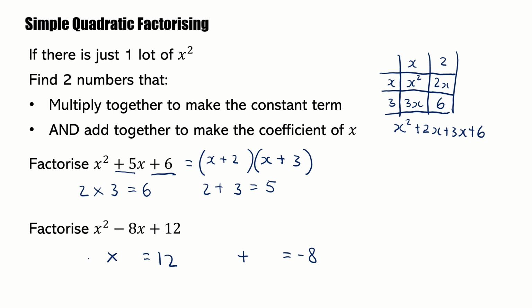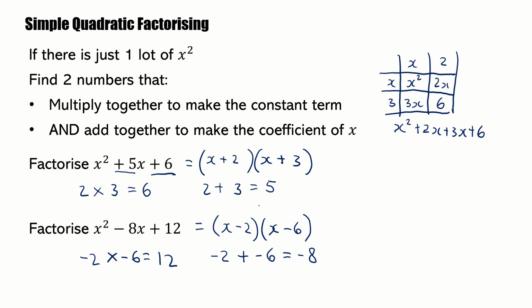So we're thinking about numbers that multiply together to make 12. You've got a few options there: 4 and 3, 1 and 12, 2 and 6. And then we very quickly realize 2 and 6 are the option we want, because then minus 2 times by minus 6 gives 12, and minus 2 plus a minus 6 gives minus 8. Brilliant. So it's going to factorise to x minus 2, x minus 6. Still just putting those two numbers inside the brackets.